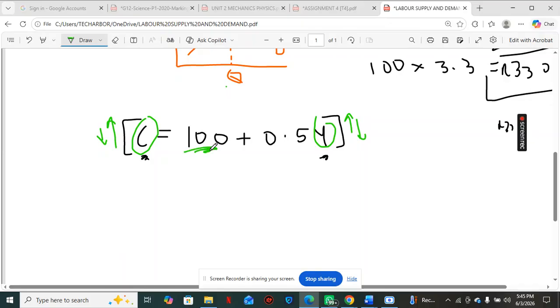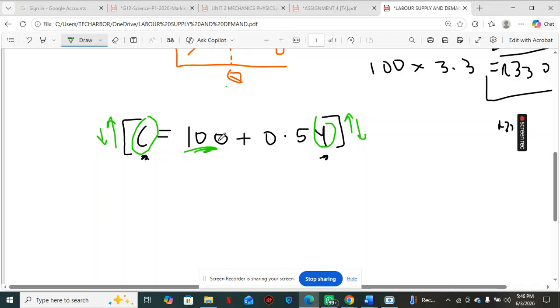This 100 represents autonomous consumption. This is spending when your income is zero. If y equals zero, consumption is 100. So this is the type of spending where you utilize money that you've saved up, or money that you have borrowed. Basically, for survival.